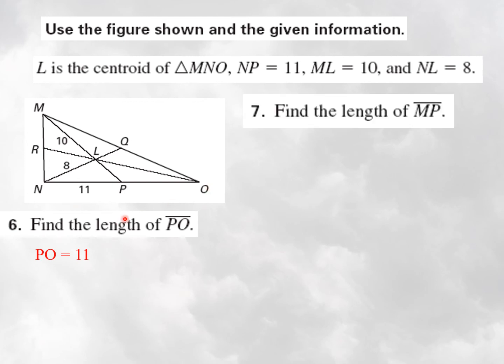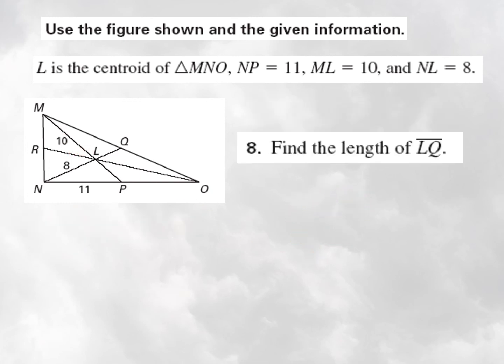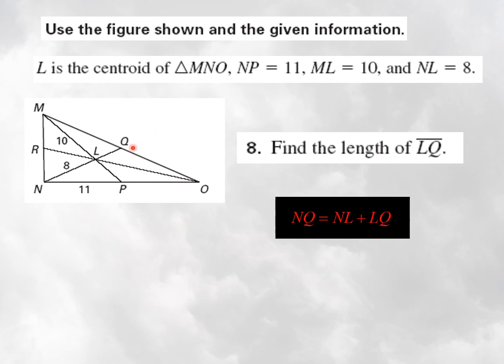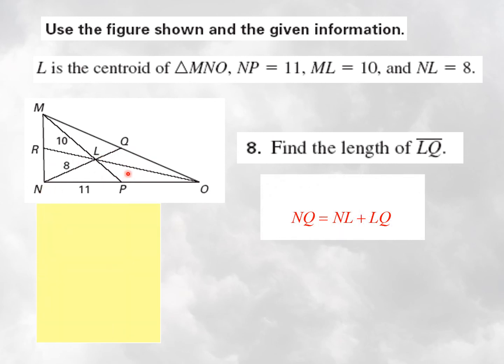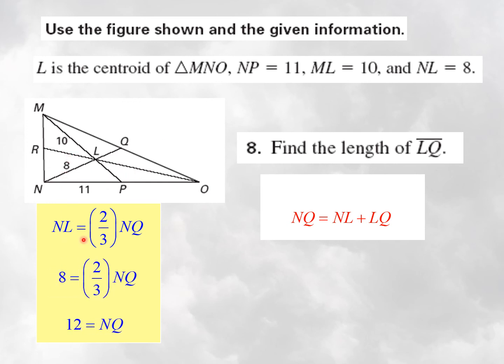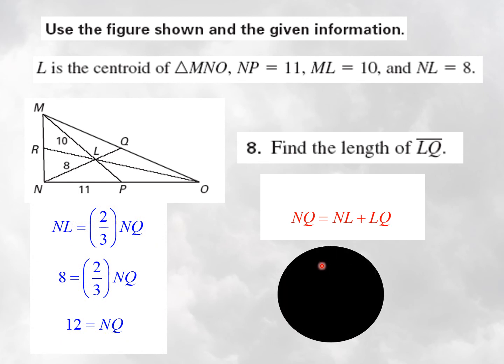Now find the length of segment MP. ML is 2/3 of MP, right? It's already provided as 10, so we can say MP equals 15. And find the length of segment LQ. Here, NQ should be equal to NL plus LQ, and NL is already provided as 8. So first we are finding NQ. NL is 2/3 of NQ, right? So we get NQ equals 12. If NQ is equal to 12, you know what the measurement of LQ will be. It will be 4.